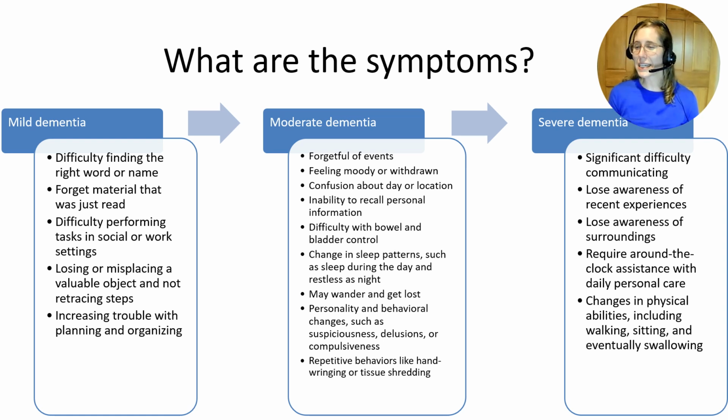So you can see here in this list of symptoms that people can just completely lose awareness of their surroundings. And it's really in this stage where people often first require just around the clock assistance with daily personal care. Although for some people that may start in the more moderate dementia as well. And again, this is where you see those severe changes in physical abilities, including even walking, sitting, and eventually even swallowing.